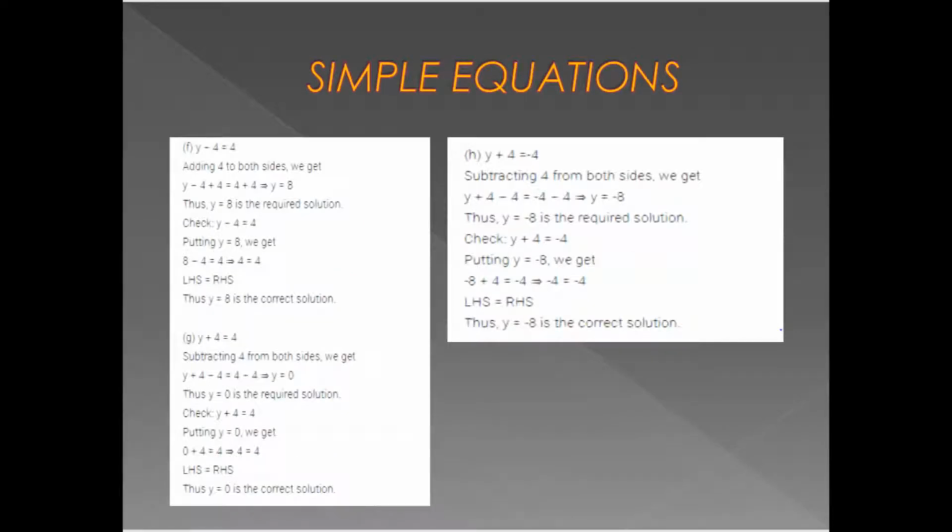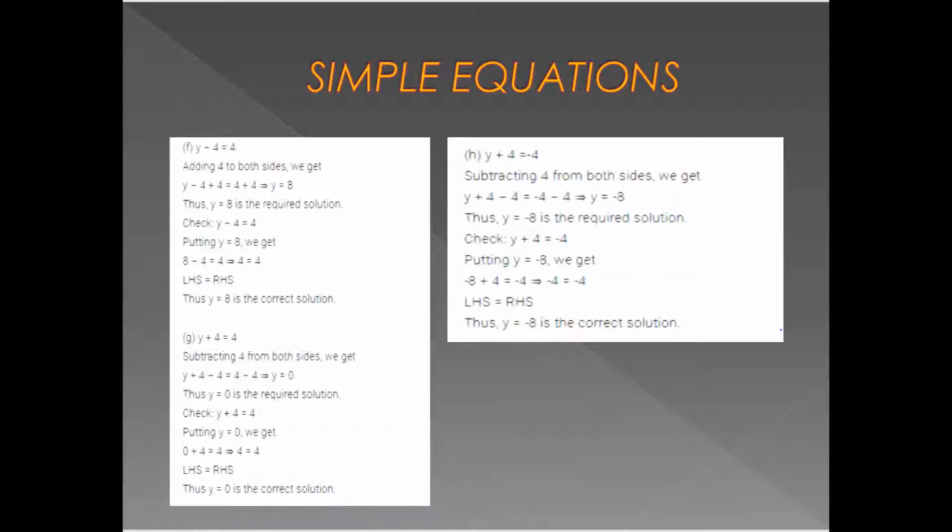Moving to F part, y minus 4 equal to 4. Adding 4 to both the sides because we are having minus 4 along with y. Y minus 4 plus 4, and adding 4 to the right hand side also. So it will become y is equal to 8. So y is equal to 8 is the required solution.